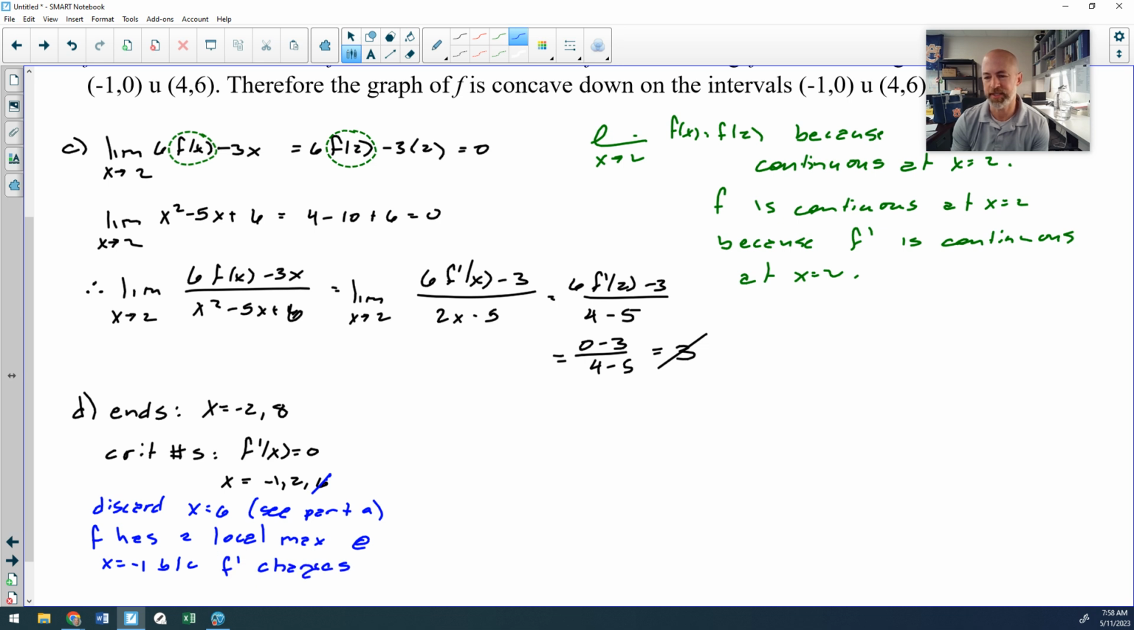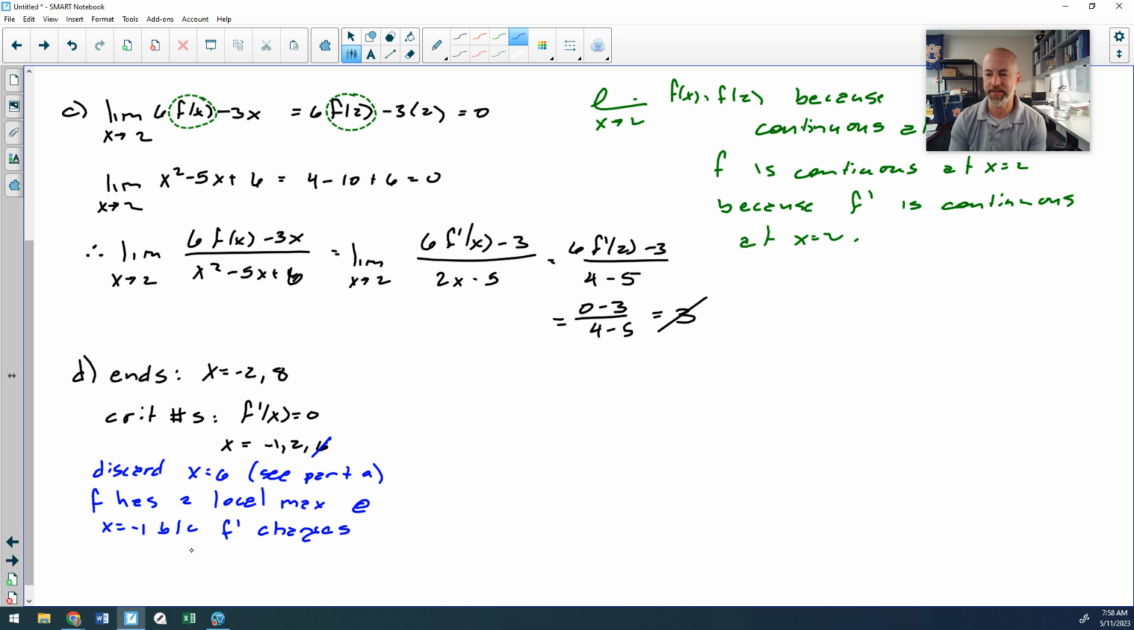And I like the word changes. Some of my students like to say the word goes. F prime goes from positive to negative. That just sounds informal and lazy. I don't know. F prime changes from positive to negative at x equals -1. So now I really only have three candidates to consider.